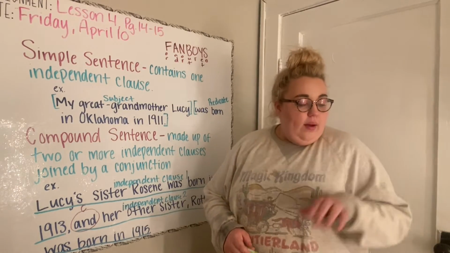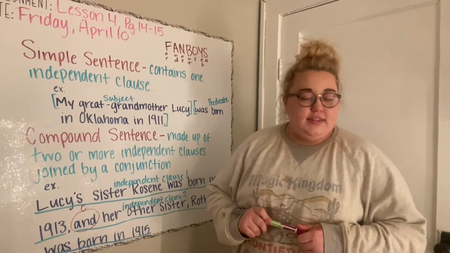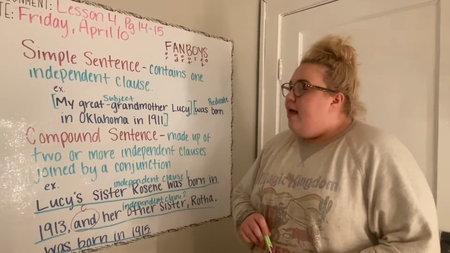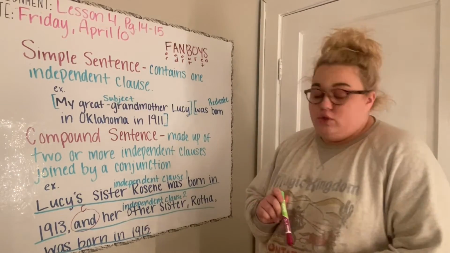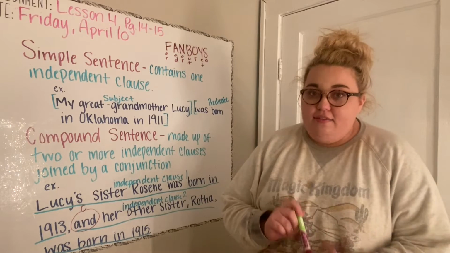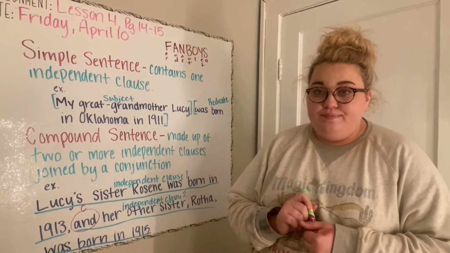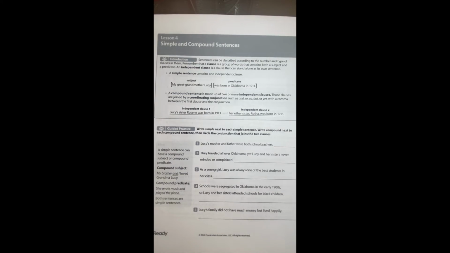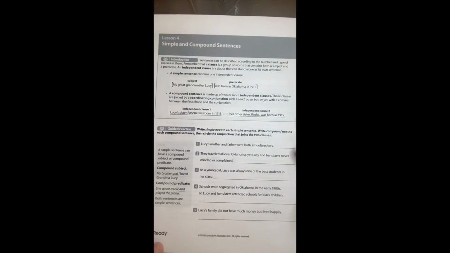Okay, so we're going to go ahead and we're going to do the practice together just like we did yesterday, and then you guys will do page 15 of independent practice on your own. Okay, so now we're going to take a look at the guided practice together. So the guided practice is right down here at the bottom of page 14. So it says write simple next to each simple sentence and compound next to each compound sentence. Then circle the conjunction that joins the two clauses.